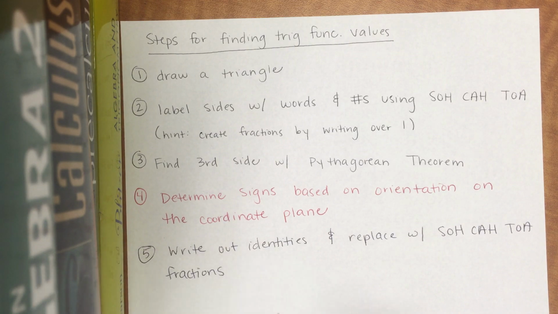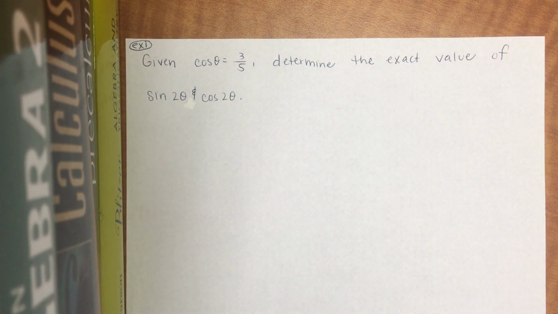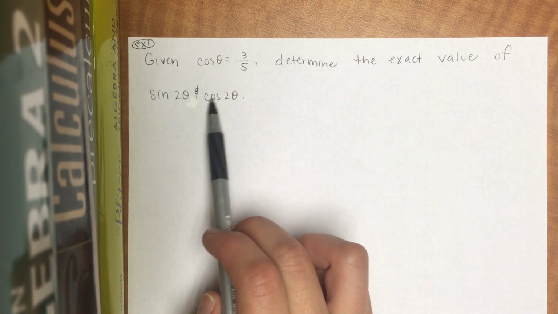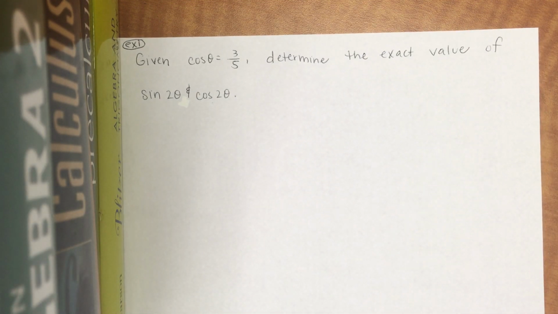Okay, let's do an example so all that makes sense. Let's do the example I just showed you. Given cosine theta equals 3/5, determine the exact value of sine 2 theta and cosine 2 theta. So if we double this angle, how does that change my cosine fraction and how does that change my sine fraction? All right, we're going to start with triangles.